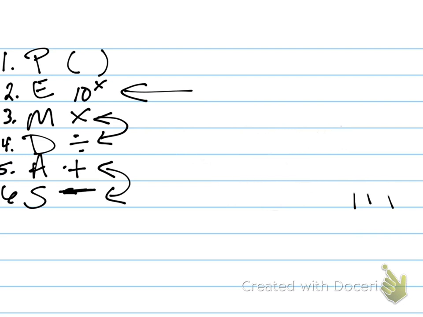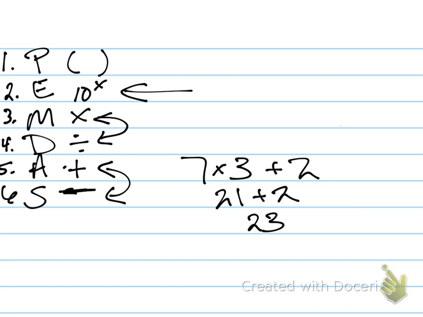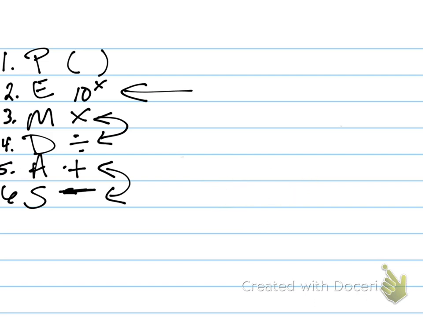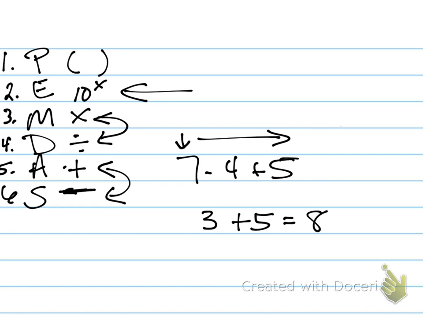So we see that the parentheses come first. Again, if we had an equation, say 7 times 3 plus 2, with no parentheses, 7 times 3 comes first, so 21 plus 2. 21 plus 2 is 23. If we had an equation, say, that said 7 minus 4 plus 5, again, we read left to right. So 7 minus 4 is 3. 3 plus 5 equals 8. We have to do that first. The rules are pretty easy. We just have to get them to memorize this. This is very important that we get them to memorize this.